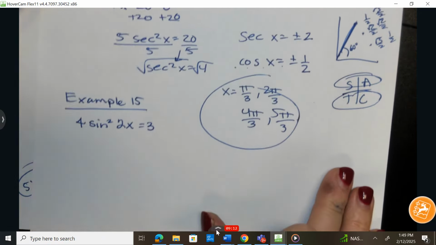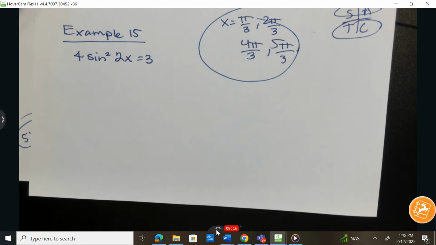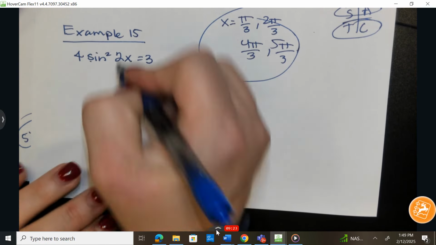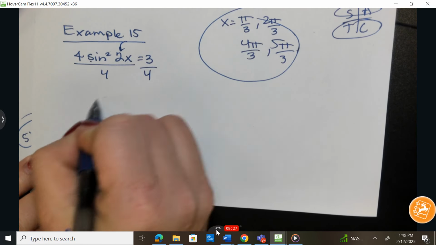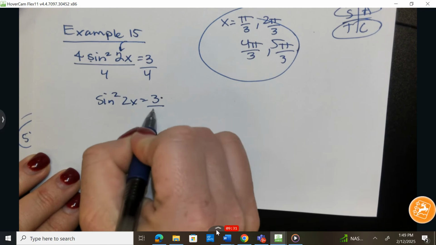Let's go on right now to example number 15. Remember, I want you pausing, attempting, and coming back to the video. We have 2 things here. We have this quantity squared and a 2x. So there's 2 things to consider here. Let's start by dividing by 4. So I have sine squared of 2x equals 3 divided by 4.